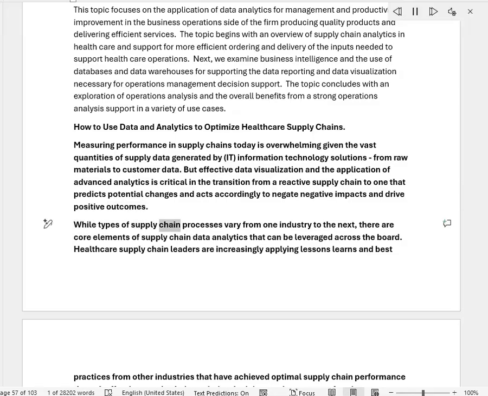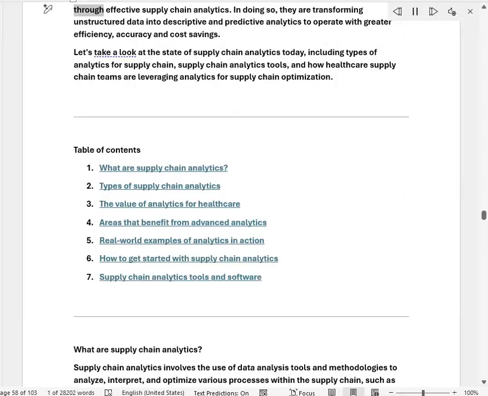While types of supply chain processes vary from one industry to the next, there are core elements of supply chain data analytics that can be leveraged across the board. Healthcare supply chain leaders are increasingly applying lessons learned and best practices from other industries that have achieved optimal supply chain performance through effective supply chain analytics.